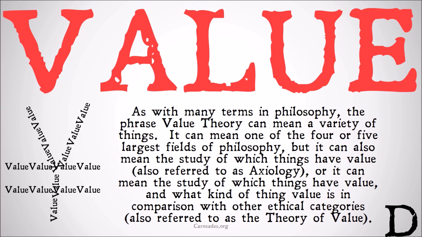Or it can mean the study of which things have value, including axiology, and also what kind of thing value is in comparison with other ethical categories like good or right, also referred to as the theory of value. So there's 3 things that can be referred to as value theory: traditionally, value theory, that big philosophical category; axiology; and the theory of value. In this video, we're going to delve a little bit deeper into each of those categories.